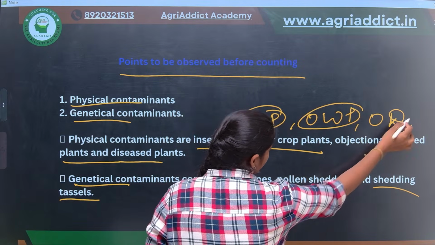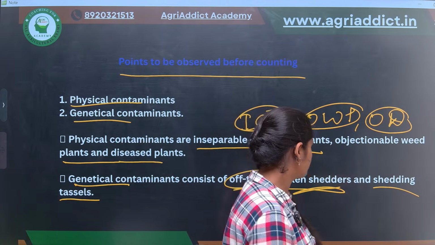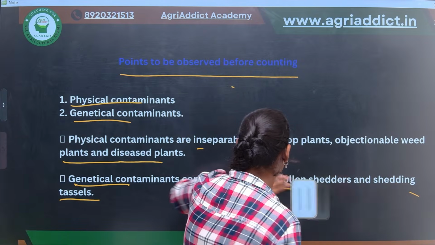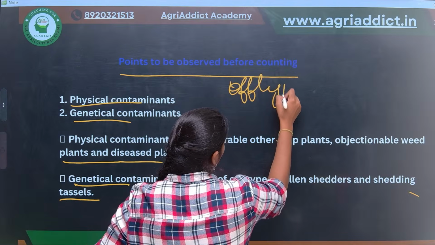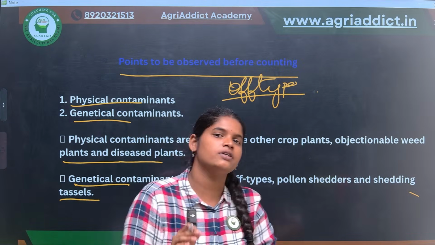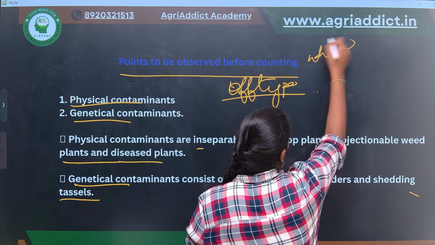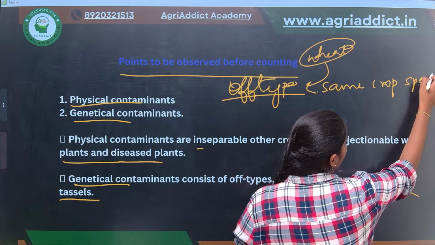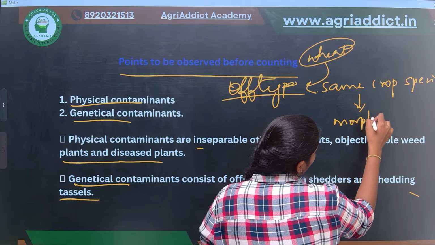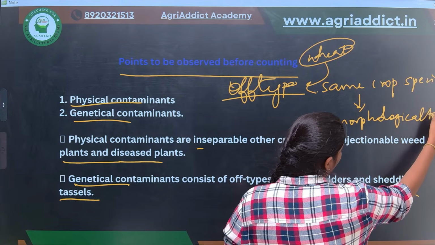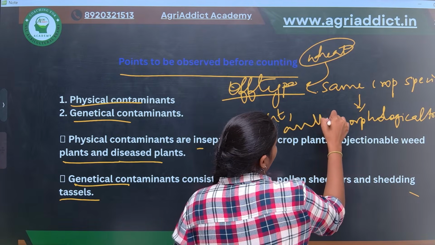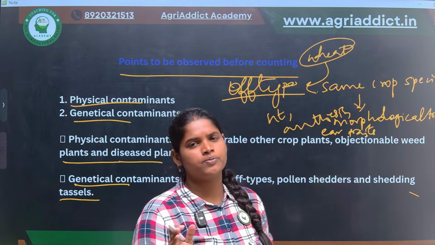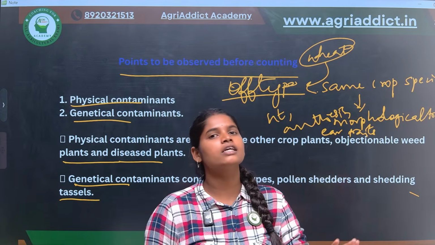Let me explain all these terms first. What is off type, what is pollen shedders, what is shedding tassel? First one is off type. What is off type? Off type is the same crop. For example, we have wheat. The wheat plant is the same crop species, but showing difference in the morphological traits, like height maybe, or anthesis time, or any ear traits. It is of the same crop species but showing some morphological differences, that is called off types.